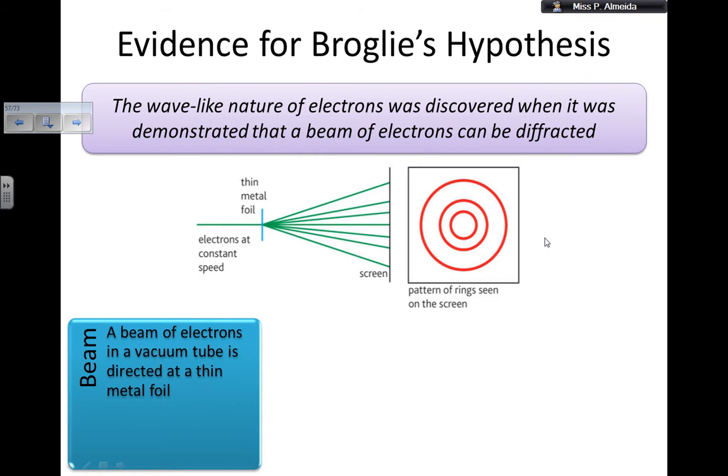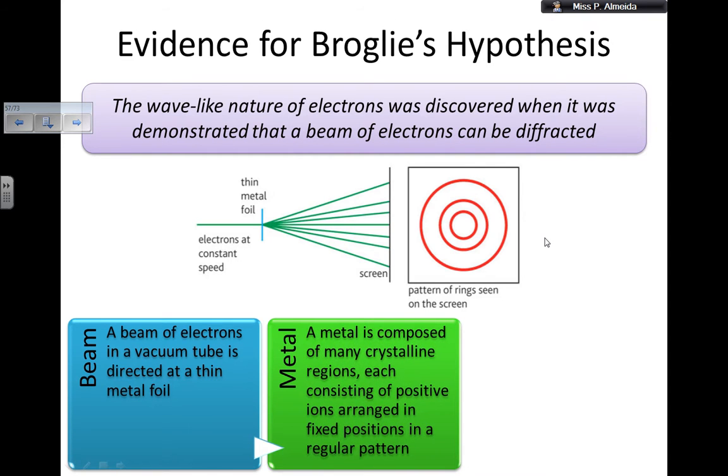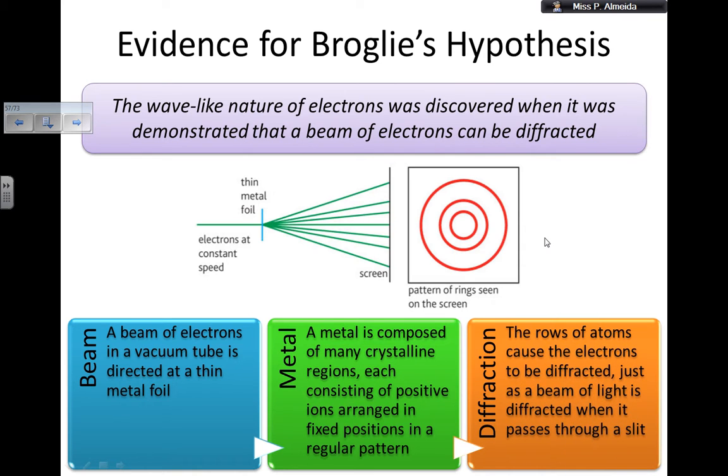So, first step, I had a beam of electrons in a vacuum tube and it was directed at a thin metal foil. Then the metal is composed of many crystalline regions, each consisting of positive ions arranged in fixed positions in a regular pattern. So this is going to cause diffraction because there's going to be a gap for the electrons to pass through. So, the row of atoms cause the electrons to be diffracted, just as a beam of light is diffracted when it passes through a slit.